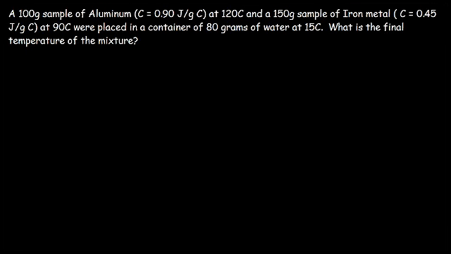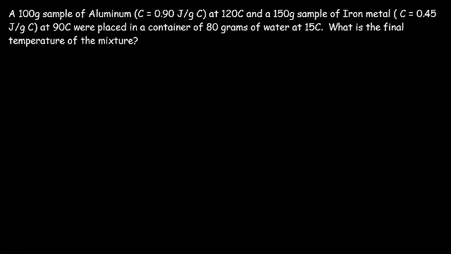A 100 gram sample of aluminum at 120 degrees Celsius and a 150 gram sample of iron metal at 90 degrees Celsius were placed in a container of 80 grams of water at 15 degrees Celsius. What is the final temperature of the mixture?